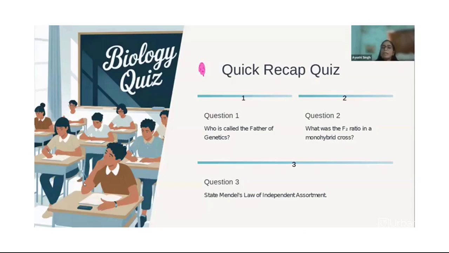Now, can you tell who is the father of genetics? Can you answer what was the F2 ratio in the monohybrid cross? The phenotypic ratio I told you about. And lastly, state Mendel's law of independent assortment.